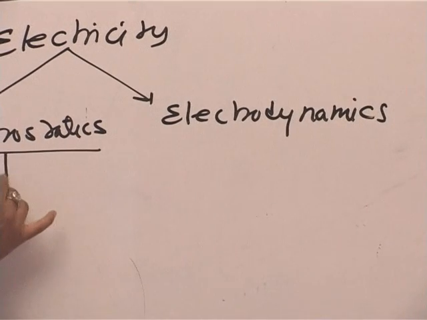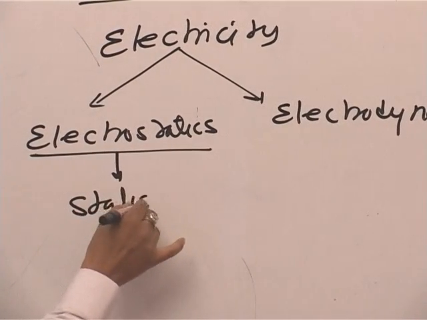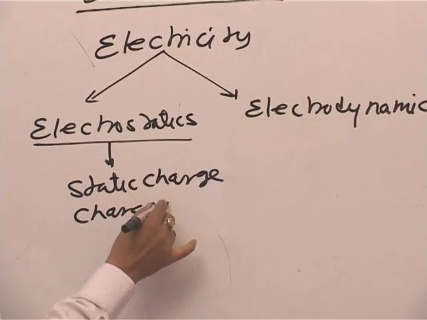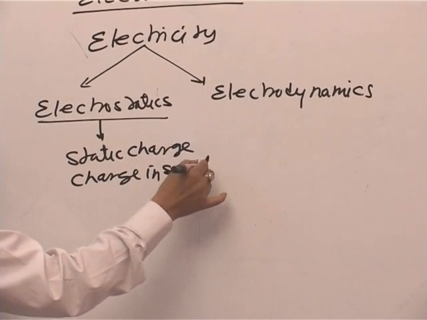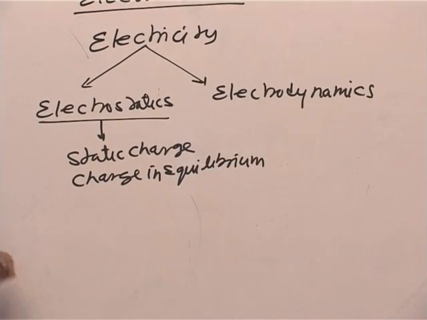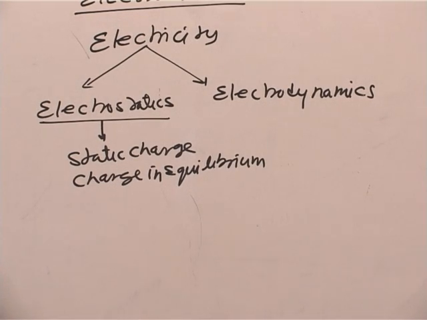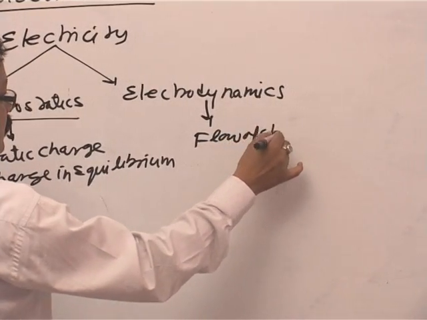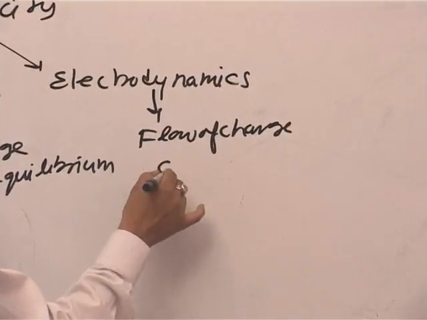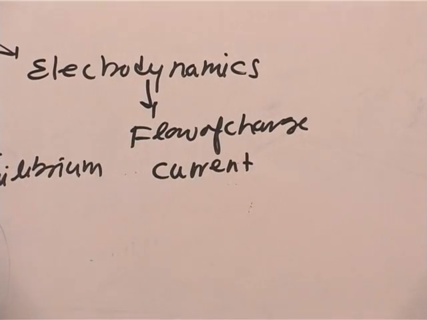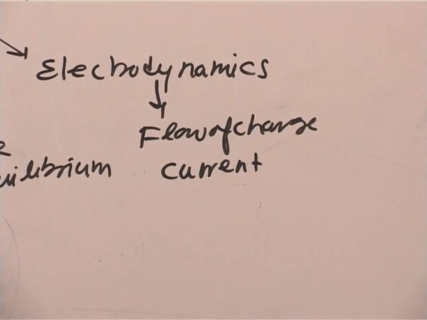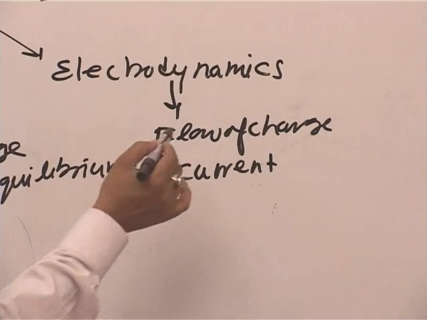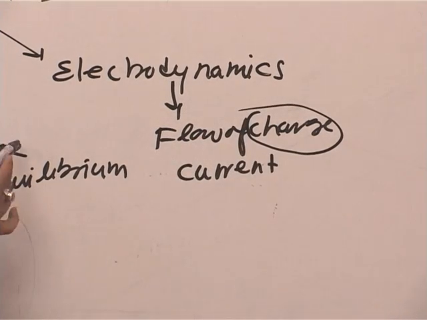Electrostatics deals with static charge. Generally we say charge in equilibrium. And in electrodynamics we deal with the flow of charge, and that is known as current. So the main entity in electricity with which we will deal is charge. Here there is flow of charge and this is static charge.